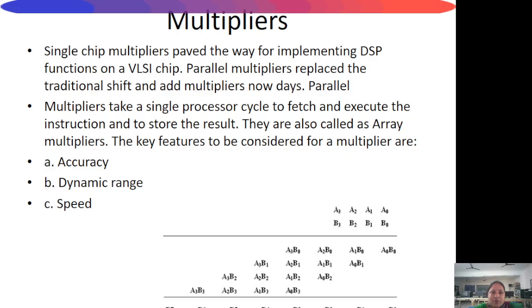While designing multipliers, accuracy is an important factor. Dynamic range determines the range of values that can be represented. Speed is critical to meet real-time constraints. These parameters influence DSP performance. Efficient multipliers are essential for filters and transforms. Hence, multipliers are a core component of DSP architecture.